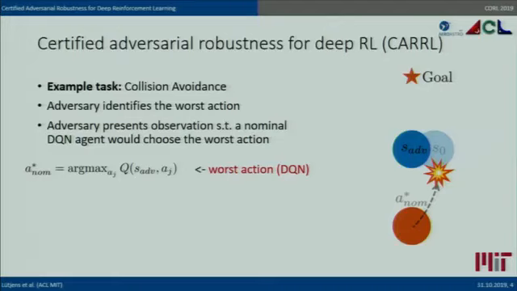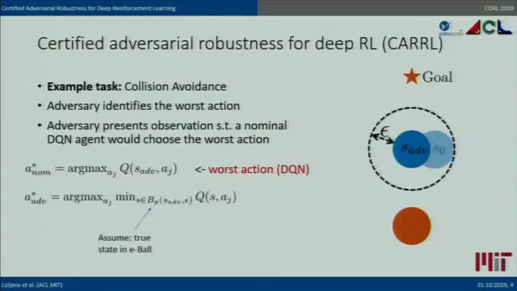So what can we do to defend against this adversary? Well, we can trace back what the true state was, but we know it's somewhere in this epsilon ball, because that's how adversarial examples are crafted. So we take a conservative assumption, that for each action, the worst thing could happen. In other words, we assume that for each action, the true state would minimize the Q value. And then we take the action with the best worst-case outcome, avoiding a collision.